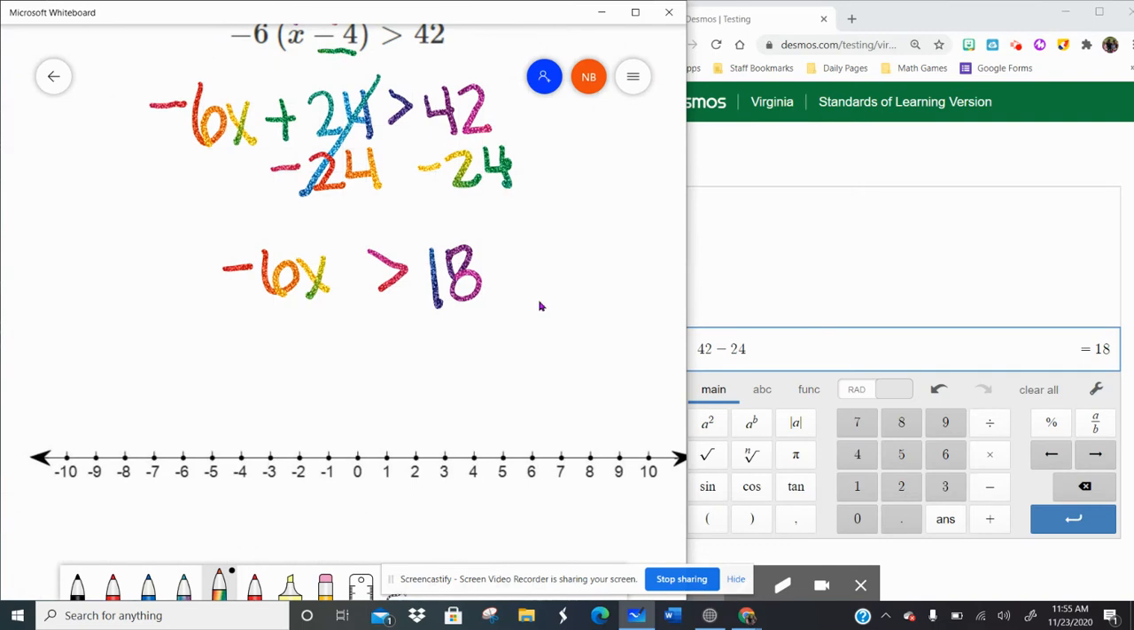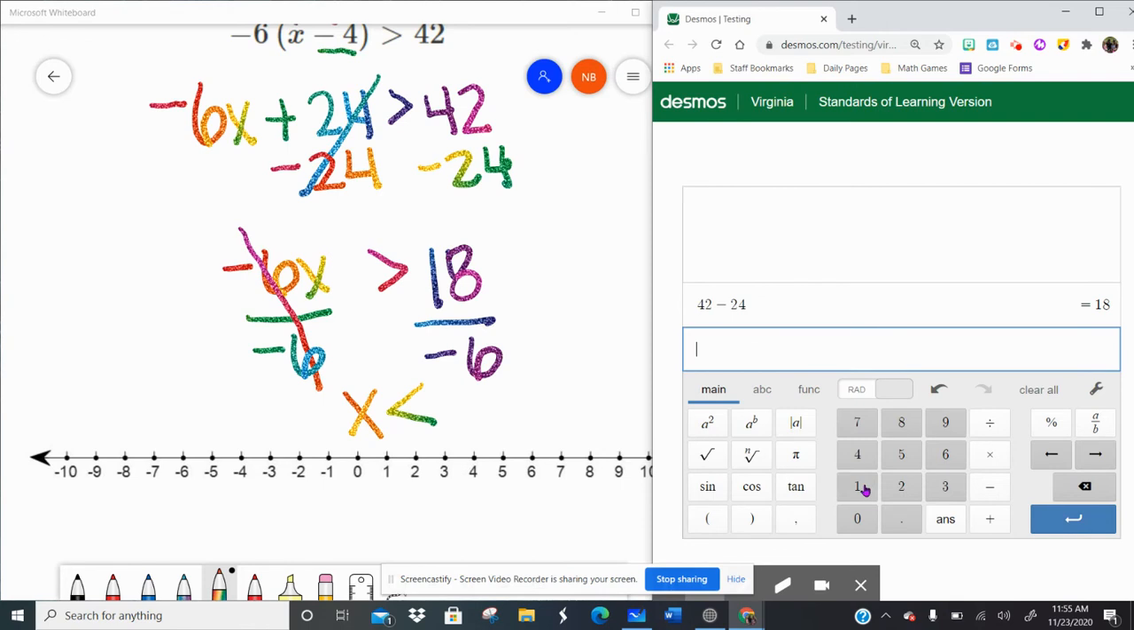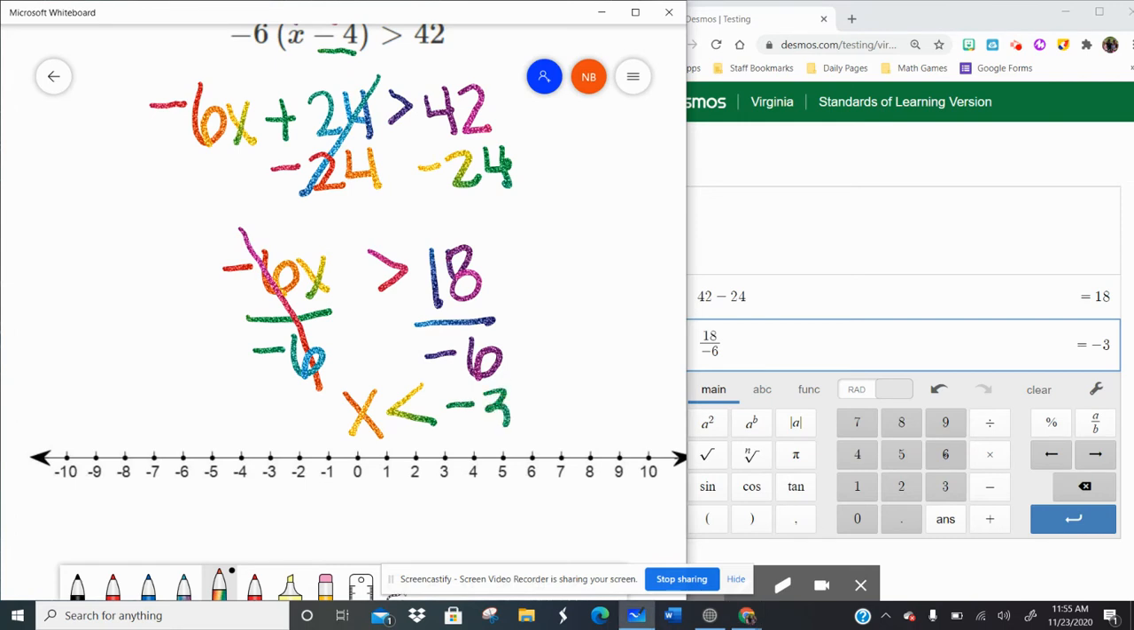So now I have a one-step equation. I'm dividing by the coefficient. This is multiply. The opposite is divide. All right, but I'm dividing by a negative. That goes away on that side. But because I divided by a negative, I flip the sign. And 18 divided by -6, I have -3.